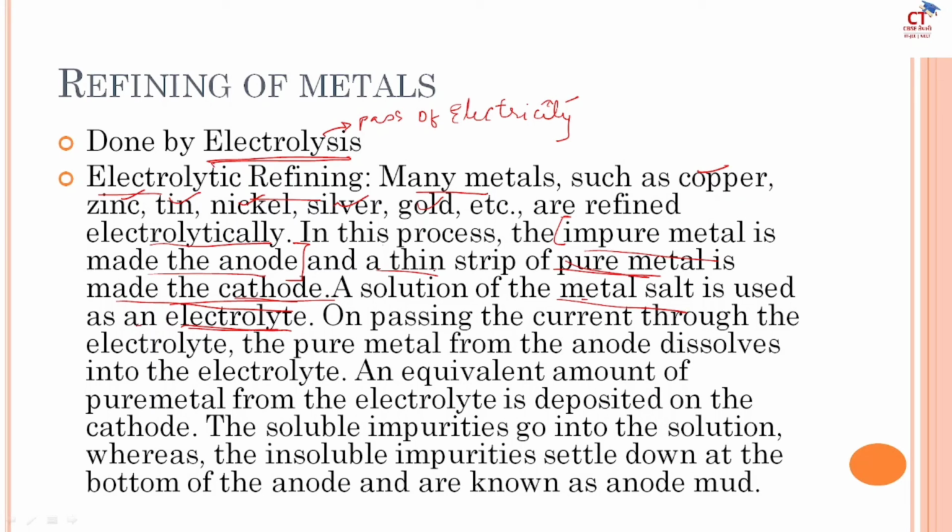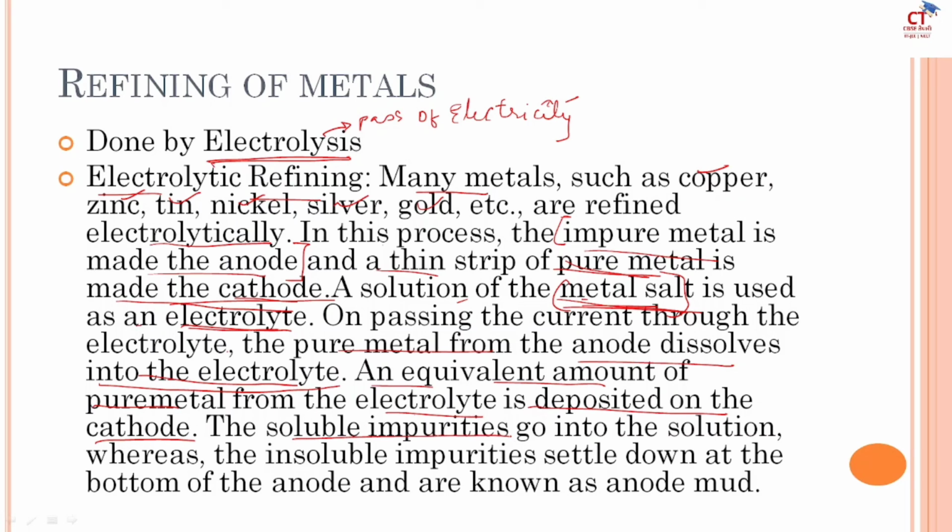What do we use as electrolyte? We use the metal salt. On passing the current through the electrolyte, the pure metal from the anode dissolves into the electrolyte. What was the electrolyte? The metal salt. An equivalent amount of pure metal from the electrolyte is deposited on the cathode.